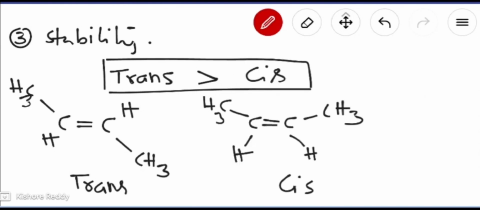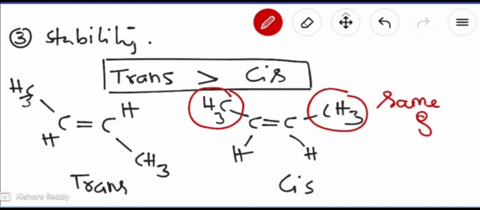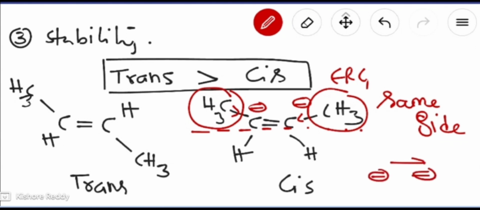Are you able to understand the difference here? One simple example I took. The bulky groups are present on the same side. If the bulky groups are present on the same side of the double bond, what will happen? Steric hindrance is caused. Is it right? If you have steric hindrance, what happens? This is an electron releasing group, so imagine negative charge is distributed on this carbon, and on the other side this also will distribute. Due to this there is a hindrance, or you can also say negative and negative will repel each other. Hence there is less stability.